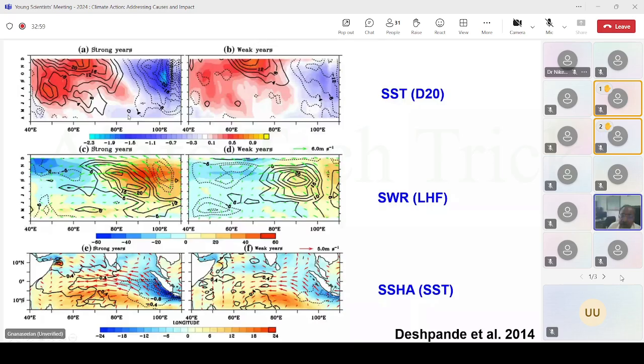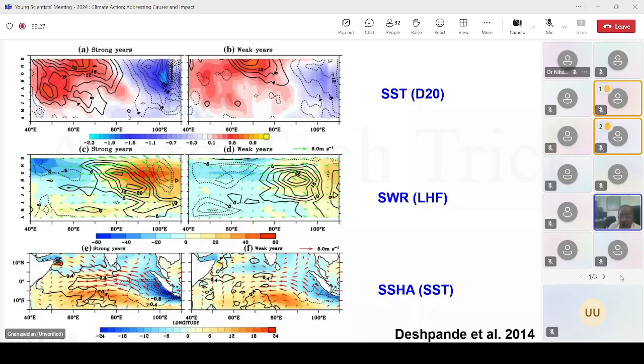Whereas in normal IODs, for example here in the moderate or weak years, you get convection over the African region, so the African region gets more rainfall. But in the case of global warming and the stronger IOD years, the Indian Ocean water circulation can trigger subsidence and reduce rainfall in the African region. So they are very important.